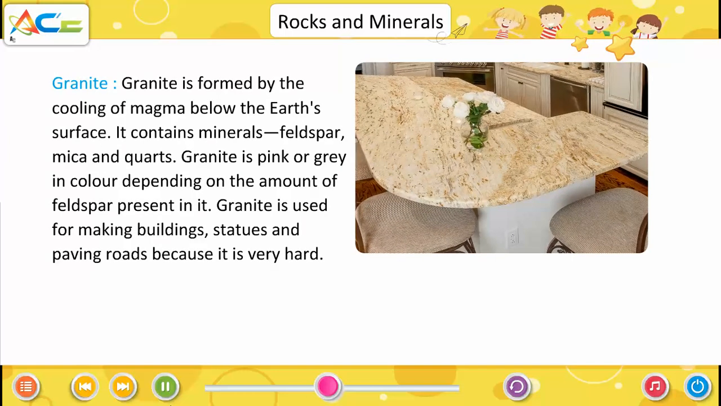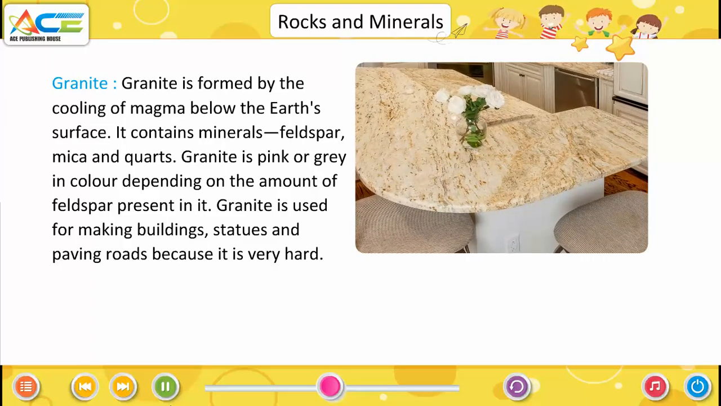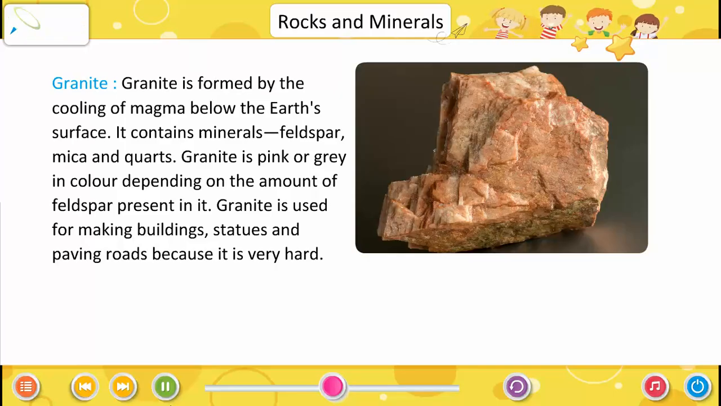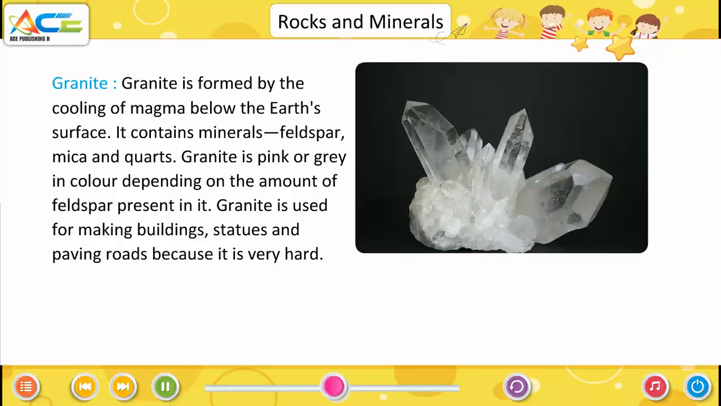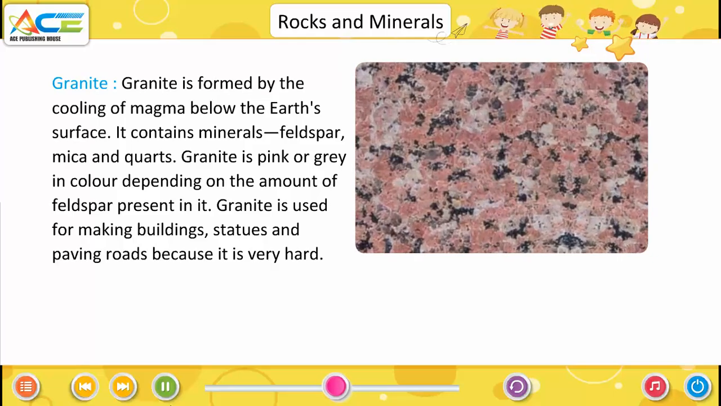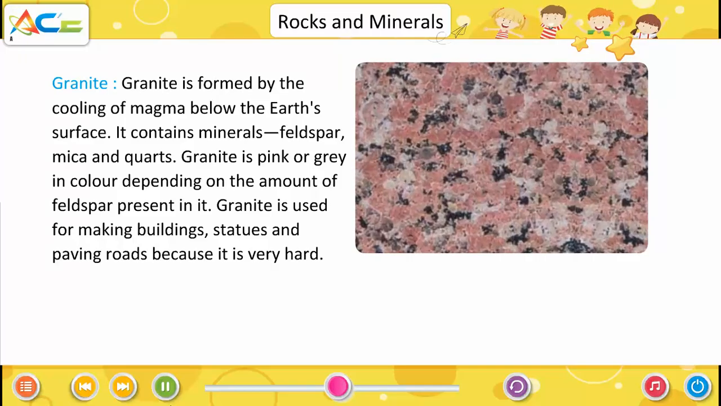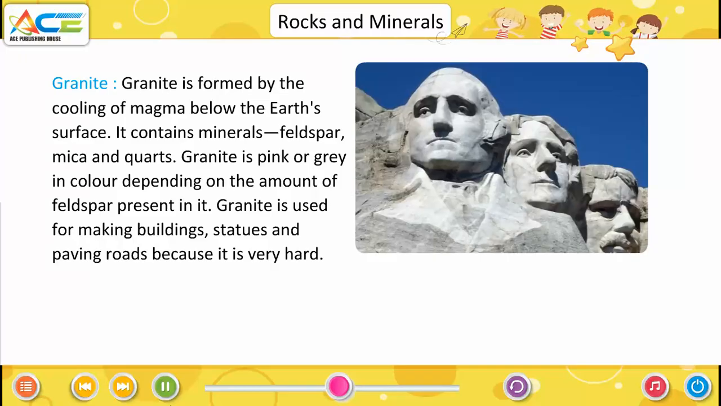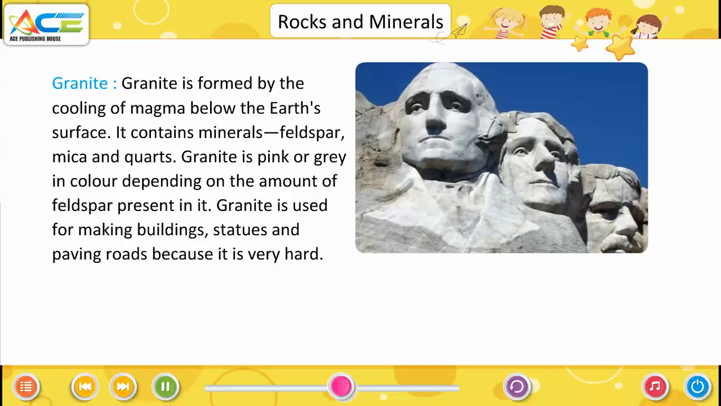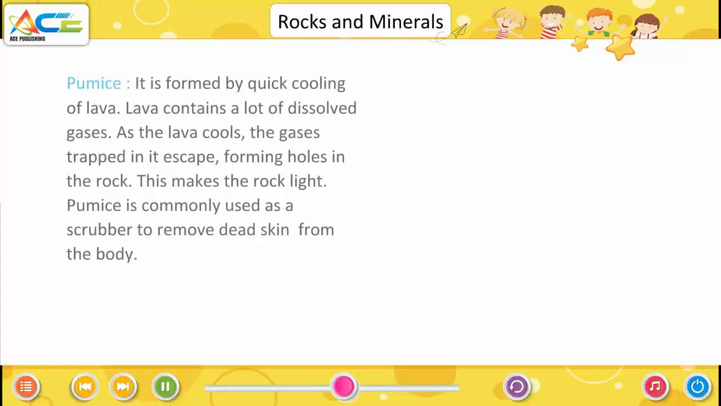Granite. Granite is formed by the cooling of magma below the earth's surface. It contains minerals, feldspar, mica and quartz. Granite is pink or grey in color depending on the amount of feldspar present in it. Granite is used for making buildings, statues and paving roads because it is very hard.